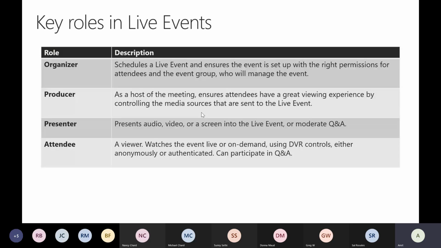Who are the producers? Because in here, they're the formal roles, and based on your role, you can do certain things in the event. So producer, they are one person who can host the meeting and ensures attendees have a viewing experience by controlling the media source as to which video gets pushed, which content gets pushed, if Q&A needs to be turned on or off. Things like that would be the role of the producer. So producer decides which content's going live, which video is going live, and if it's time to open Q&A.